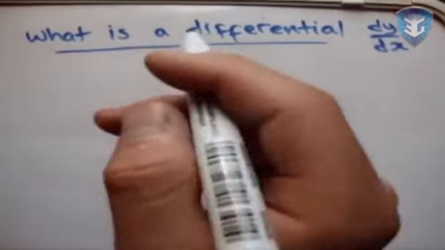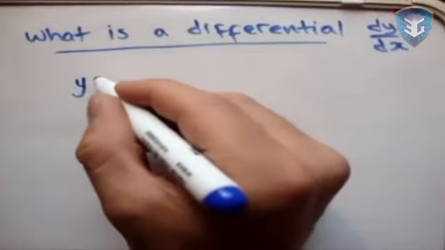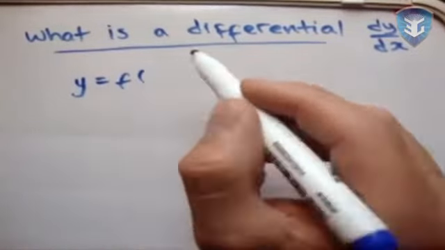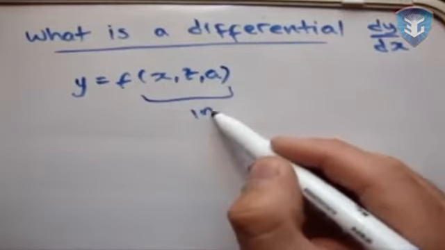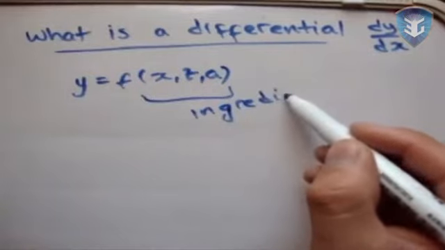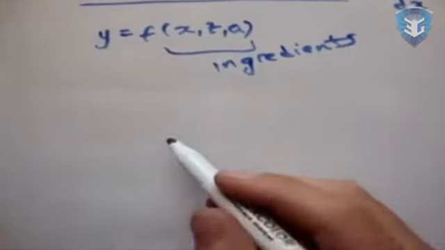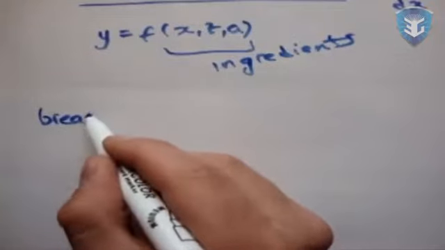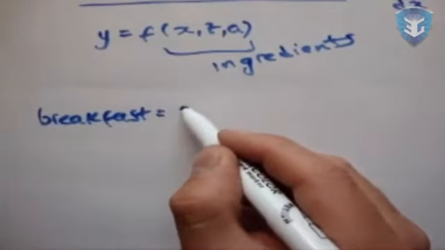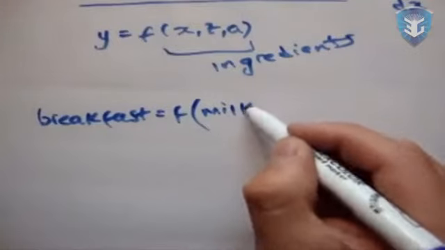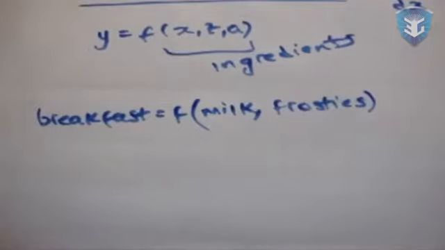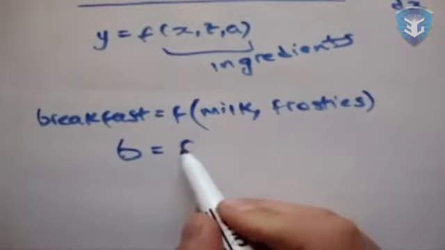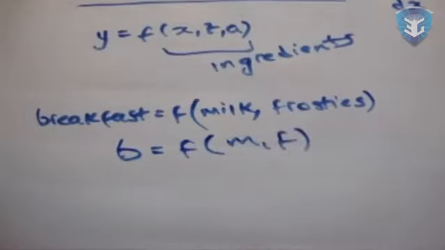So in the video about functions, we said we could have a function y and it could be a function of x, z, a. We said that these were the ingredients to make y. For example, we could have breakfast being a function of milk and Frosties. So we said B is a function of M and F. So that's the first thing.